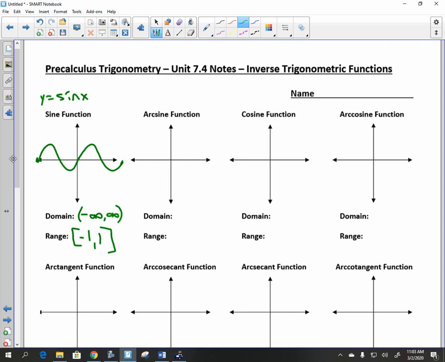And we have arc sine. Y is equal to sine inverse of x, or y is equal to arc sine of x.